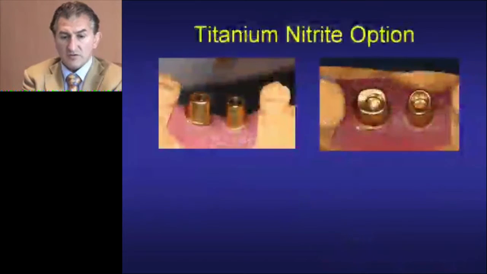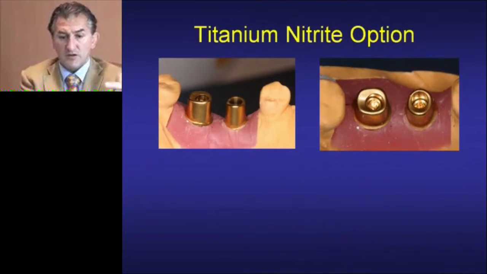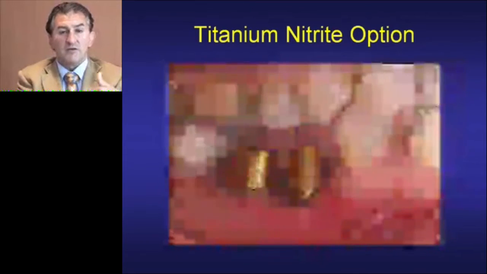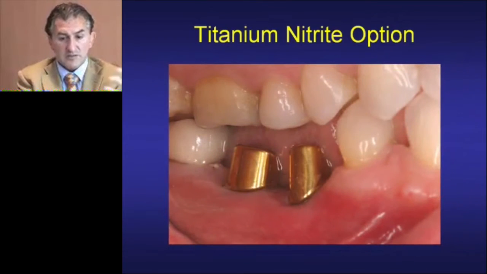Their option is to come into a titanium nitride option where the color and the hue of the abutment is a gold hue to have a better translucency through the tissue. And that's, again, optional. I would probably recommend that more in the anterior region than in the posterior region.